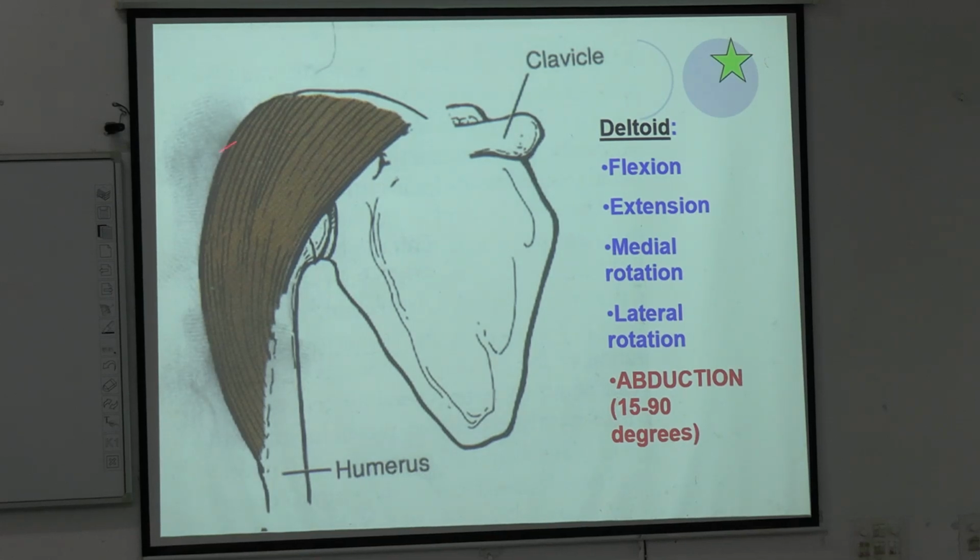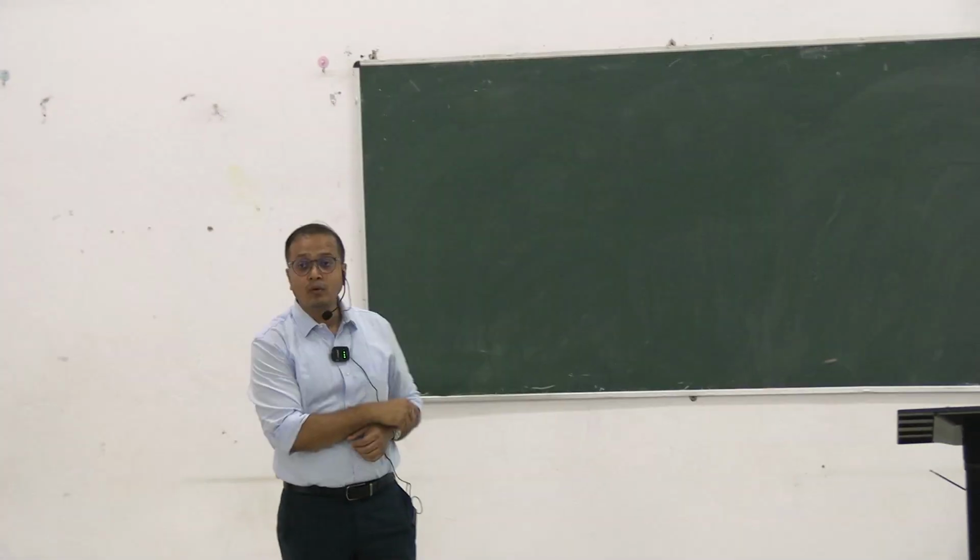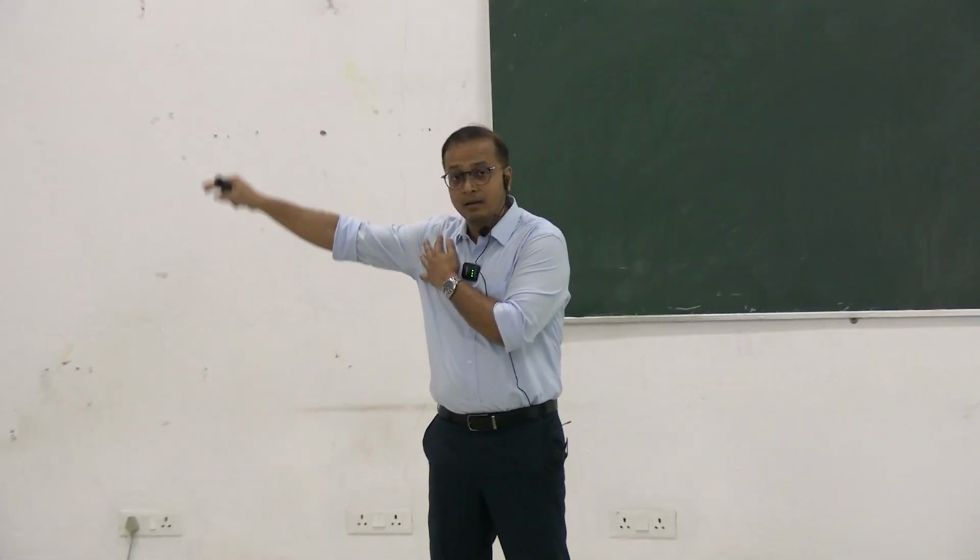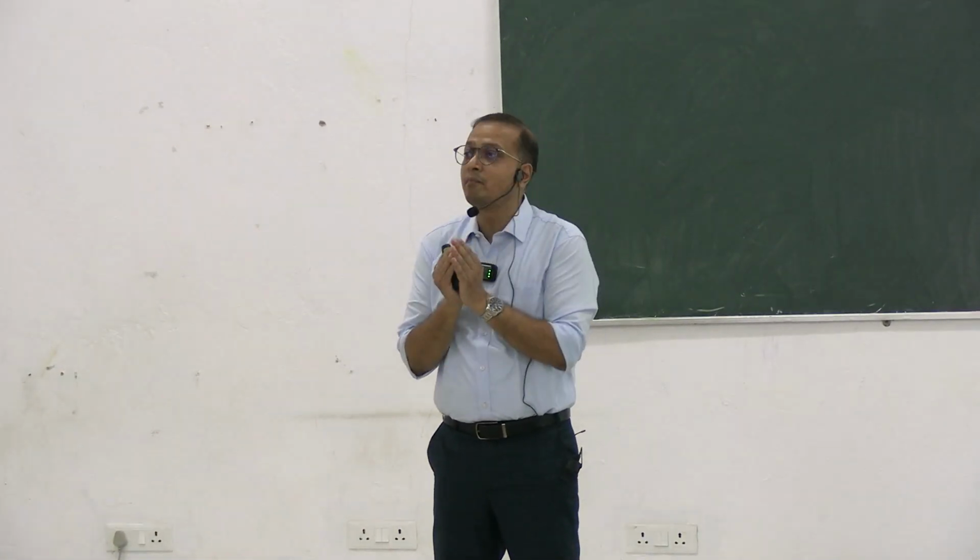These middle fibers contract really strongly. The shoulder joint movement can be done from 0 to 15 degrees, 15 degrees to 90 degrees, 90 degrees to 180 degrees and beyond. Out of this range of movement of the shoulder joint, 15 to 90 degrees is done by the deltoid muscle. So this is the number 1 muscle.